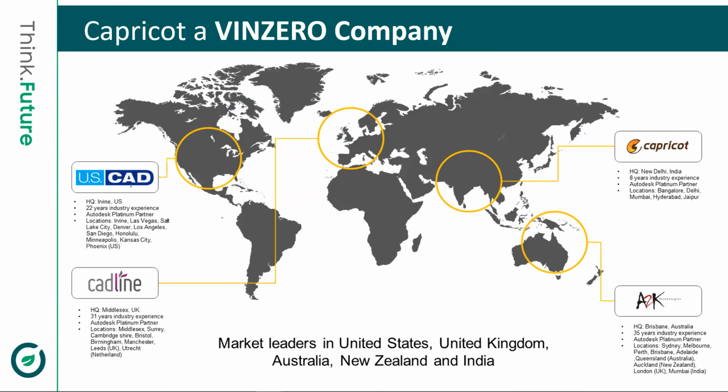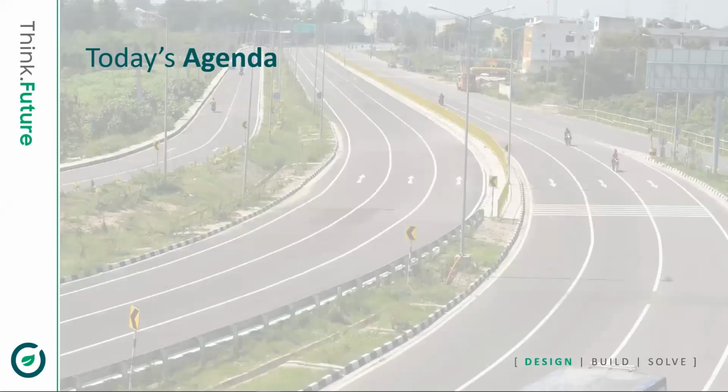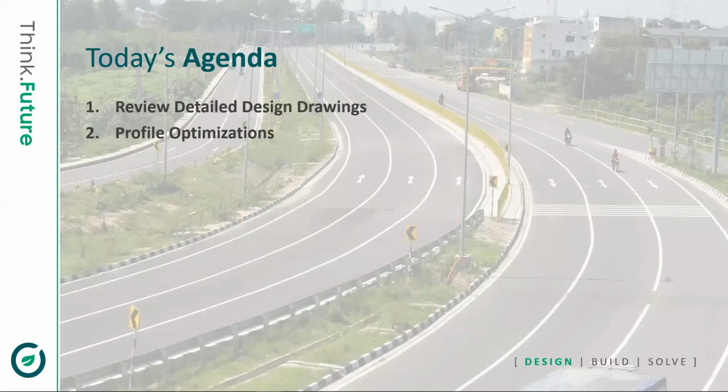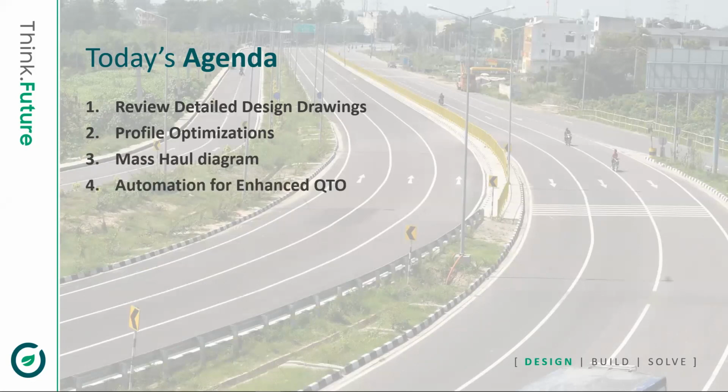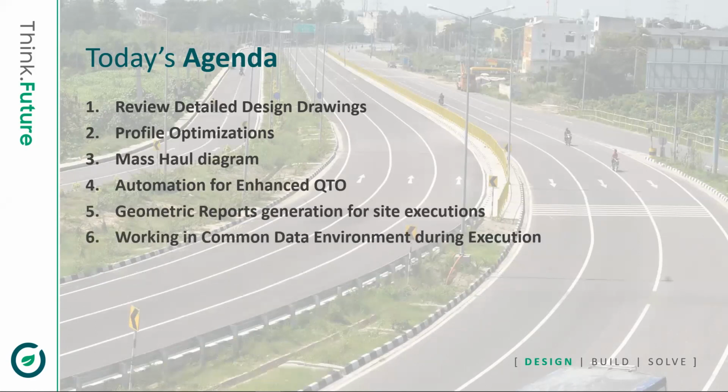So we shall now proceed to today's agenda. In today's webinar, we'll start our session with reviewing detailed design drawings, and then we'll move forward to the profile optimization part. And then the next topic will be the mass haul diagram. And after that, automation of enhanced QTO will be explained. And then the next part will be geometric report generation for site execution. And after that, working in a common data environment during execution will be explained. And at the end, there will be a Q&A session.